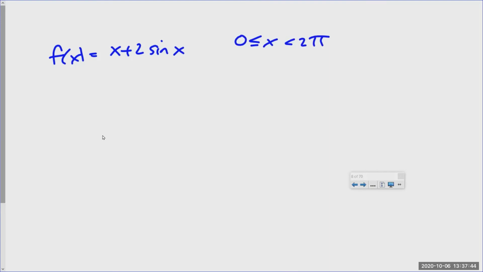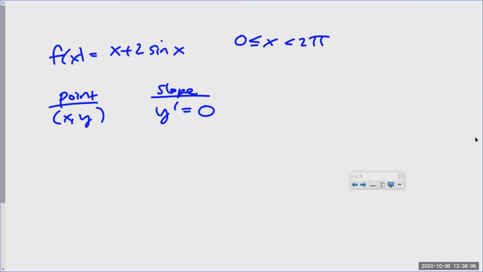Okay. This says find the point. Find the point. So you're looking for x and y. Find this point when you have a horizontal tangent line. Guys, what do I know about the slope of any horizontal tangent line? It's equal to 0. The derivative is equal to 0. You guys good with that? Okay. So what's my f prime going to be? I need to find y prime. So what's the derivative of x?